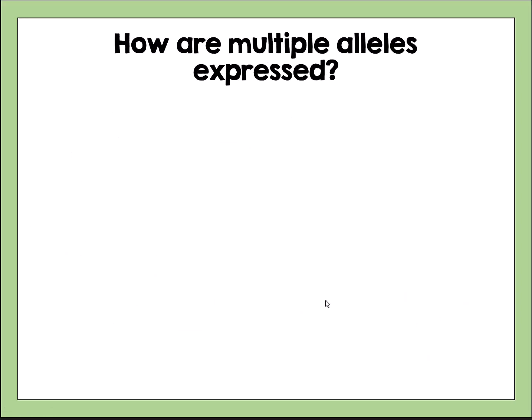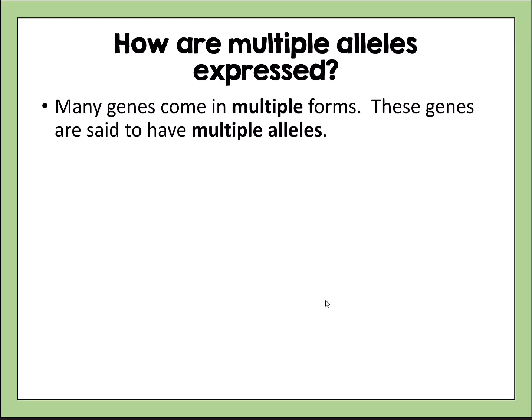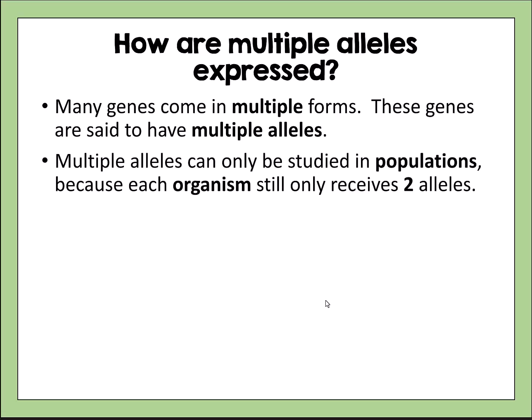Multiple alleles are an even more complicated part of the genetics pattern, because many genes come in multiple forms, not just two. These genes are said to have multiple alleles. Multiple alleles can only be studied in populations because each organism still only receives two alleles, one from each parent. So they're not receiving more alleles from each parent, but there are more alleles to choose from in the population. So there's not only two alleles being passed down throughout the population.